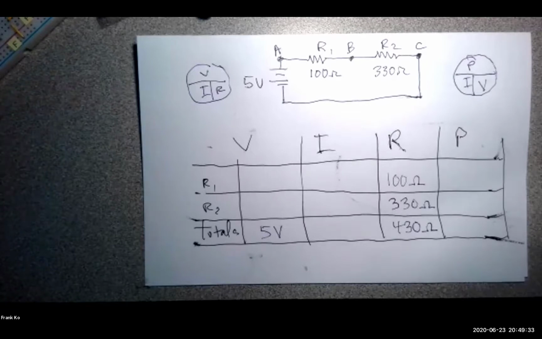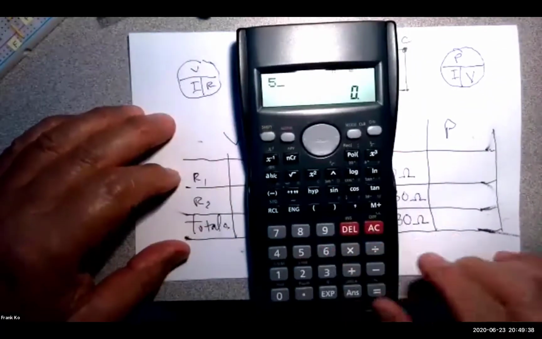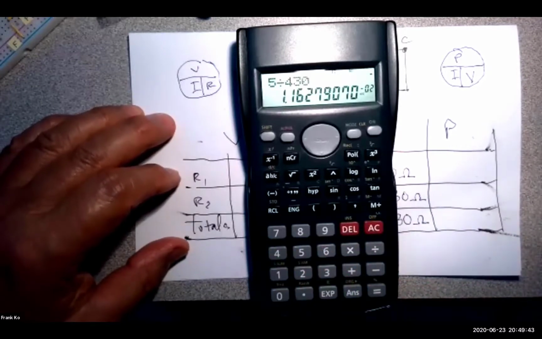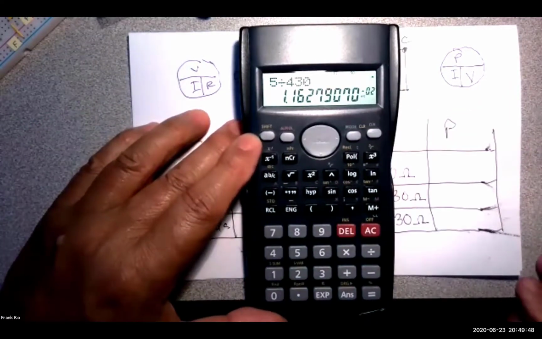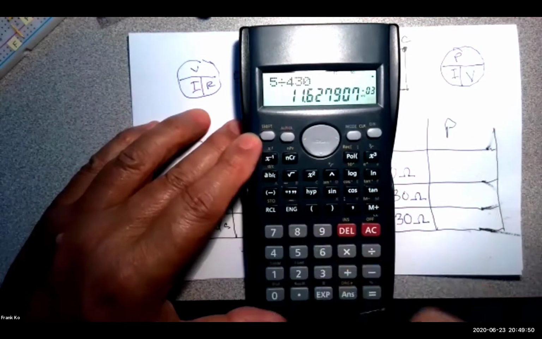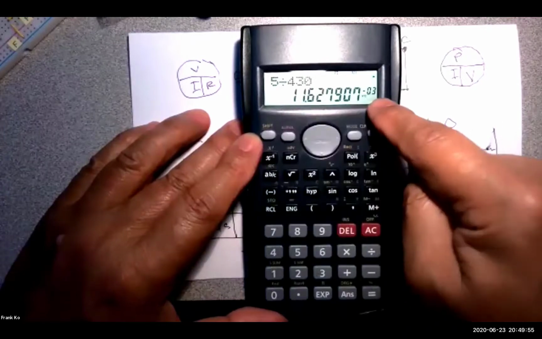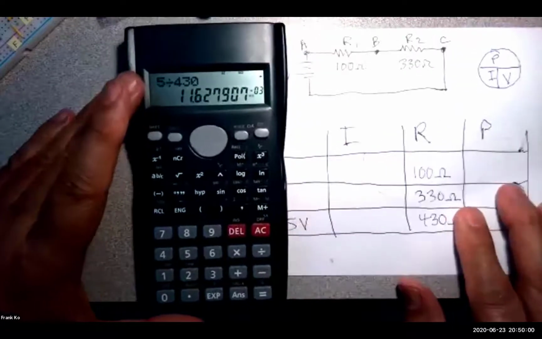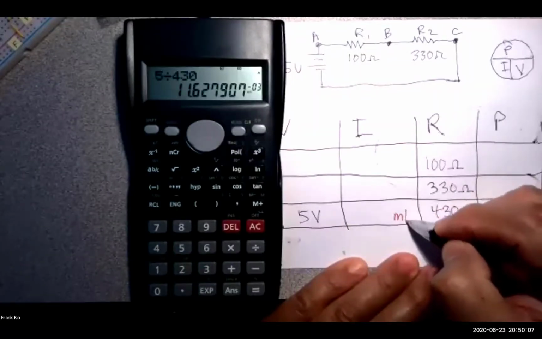Let's go ahead, grab our handy dandy calculator, and take 5 divided by 430, and we end up with some kind of a power of 10 other than engineering. So you have to hit the engineering key, and this works out to be this number with a 10 power negative 3. So 10 power negative 3 was what prefix? We did this earlier. Milliamps.